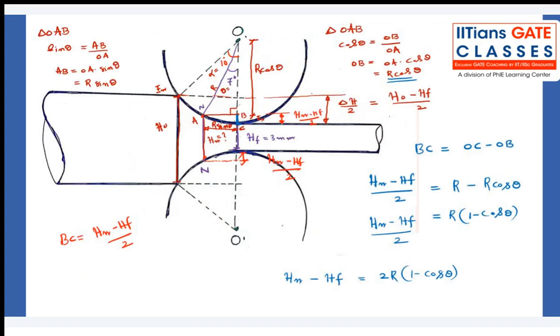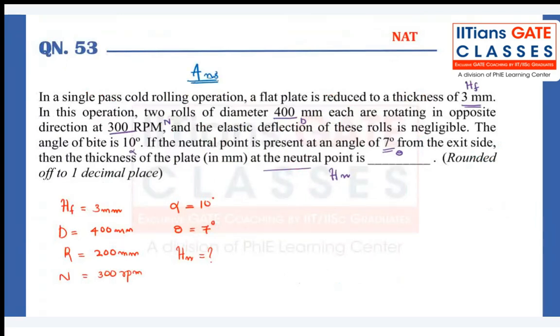So what is the BC distance? BC distance is (Hn minus HF) by 2. This side, (Hn minus HF) by 2, is reduced. So from here you just form the equation: BC equal to OC minus OB, so that you are going to get this much. Hope you understand, guys. Clear everybody? Now your answer is 5.98 mm. So you can get the answer 5.8 to 6.1, no problem. So 5.8 to 6.1 is acceptable.